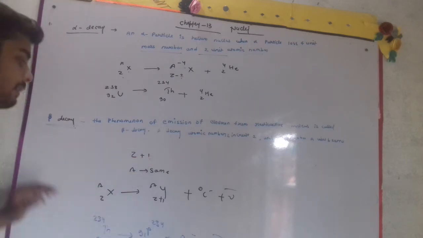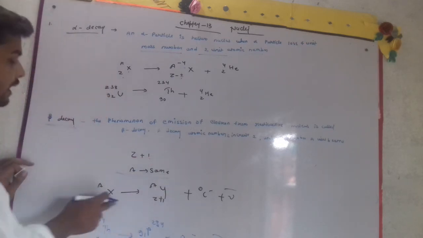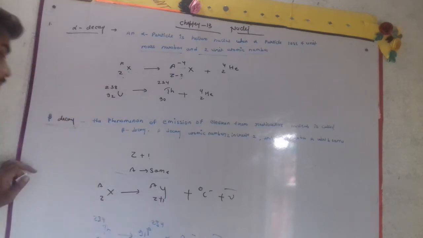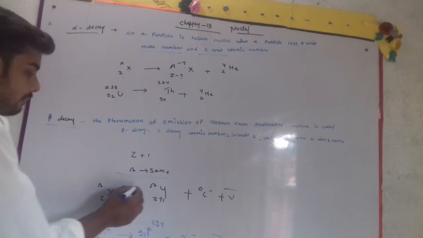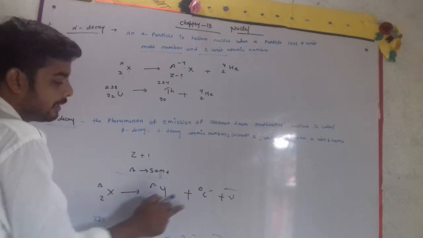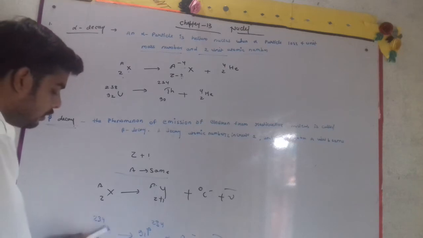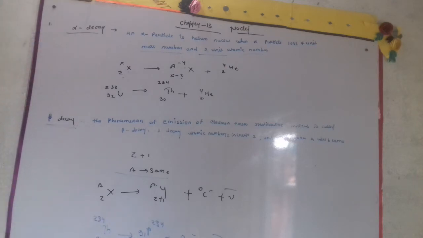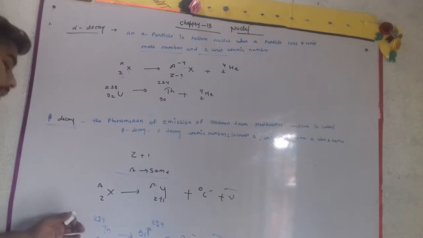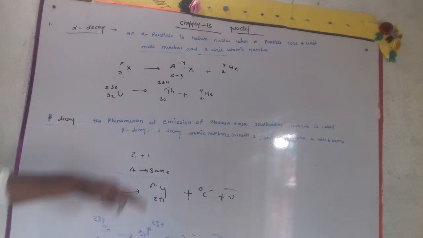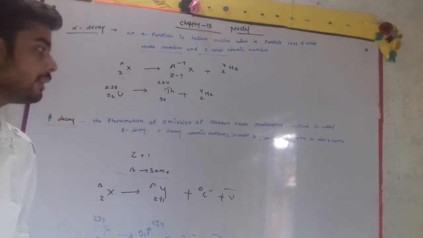Here Z will be plus 1 and A will be the same. Here we can see A, Z, X becomes Y with A the same, but Z plus 1. In the next example we can see thorium 234, 90. The mass number A will be the same, 90 will be increased by 1, so 91 will be there. So this is our alpha decay and beta decay.